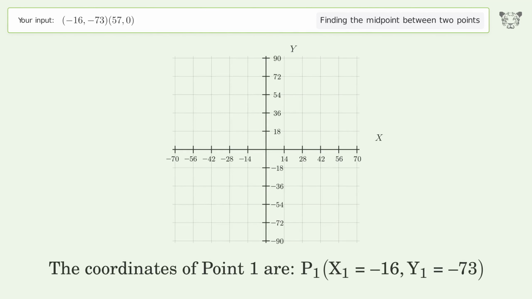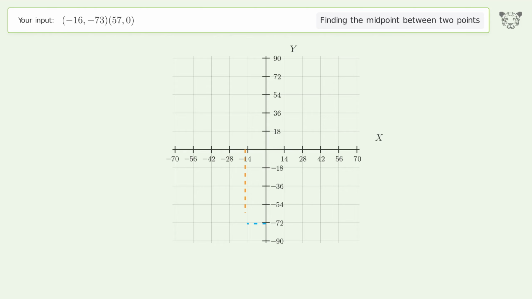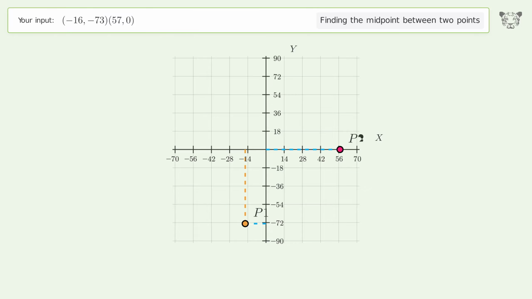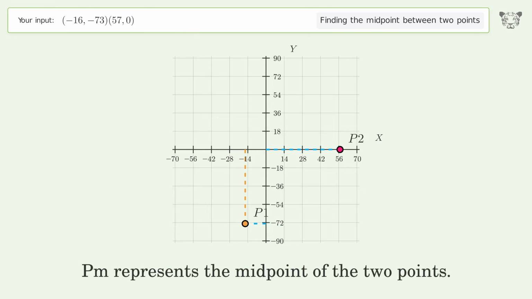The coordinates of point 1 are, x1 equals negative 16, y1 equals negative 73. The coordinates of point 2 are, x2 equals 57, y2 equals 0. PM represents the midpoint of the 2 points.